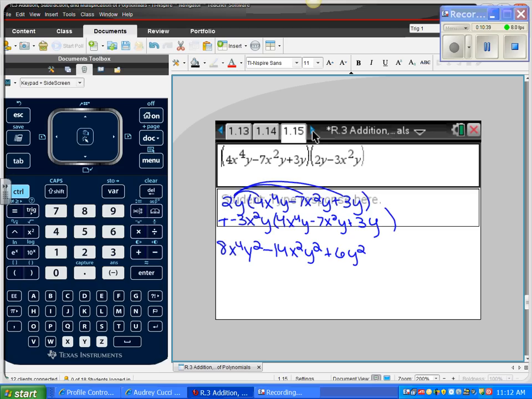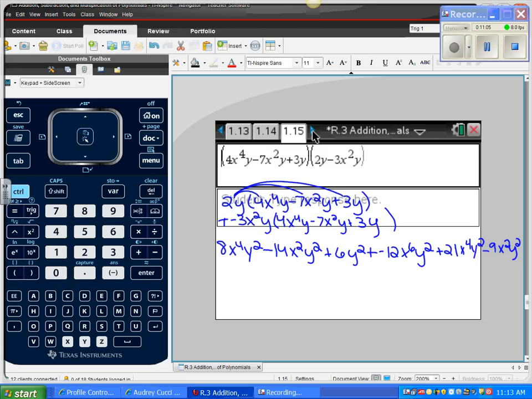Now we're going to move on down below to negative 3x squared y. So I'm going to put a plus. Negative 3 times 4 is a negative 12 x to the 6th y squared. Plus 21x to the fourth y squared. And minus 9x squared y squared.